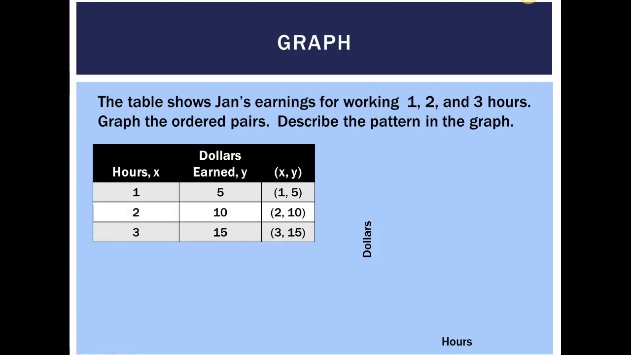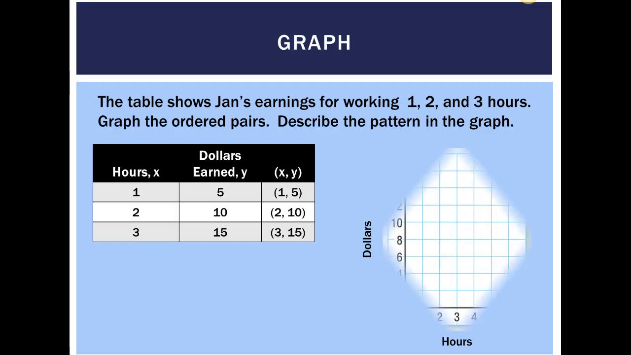Moving along to our next example, the table shows Jan's earnings for working 1, 2, and 3 hours. Graph the ordered pairs and describe the pattern in the graph.